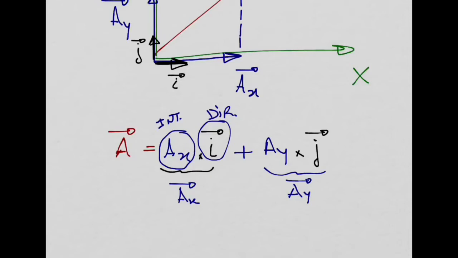Always like that, okay? So that's why you need I to be a unit vector. Because if it is not a unit vector, when you multiply I by AX, you will get a wrong intensity for AX, right? If you multiply AX by 1, you will get AX, intensity AX, right? So, yeah.